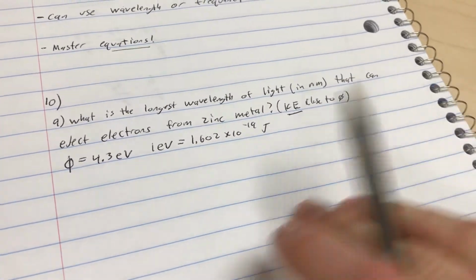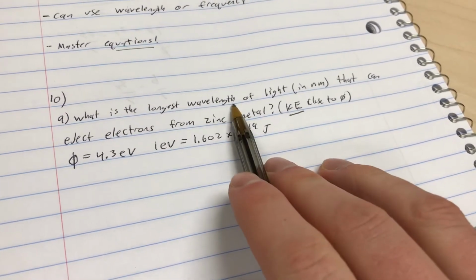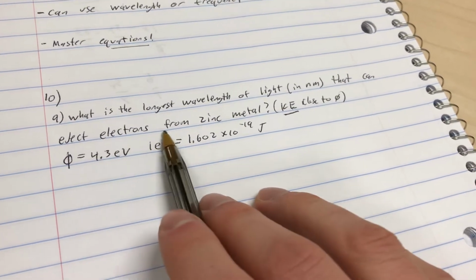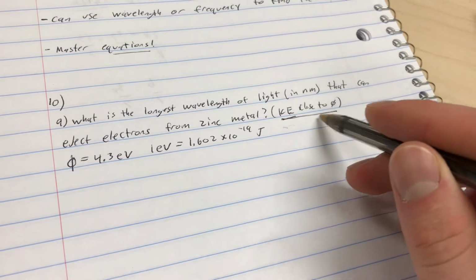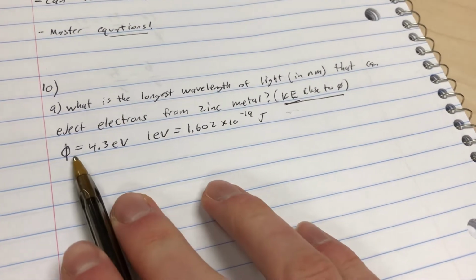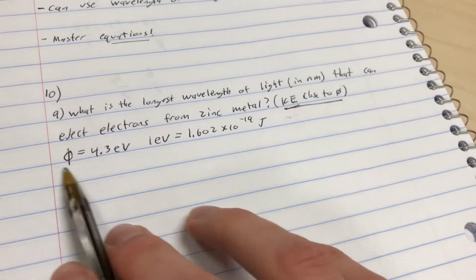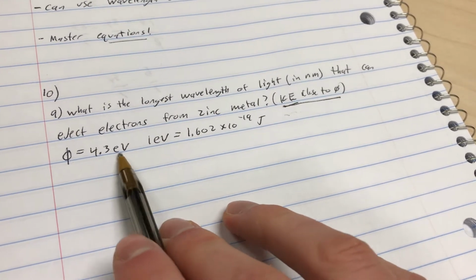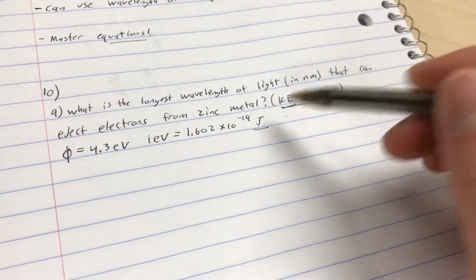Okay, so first, what they give us is: what is the longest wavelength, so that's what we're looking for, of light in nanometers that can eject electrons from zinc metal. It also notes that the kinetic energy is close to 0. Why it tells us that, I'll show you in a second. And then it gives us that this is the work function. I'm going to call this the eye of Sauron variable, is equal to this, but what's this? And then they tell you 1 electron volt equals that many joules. Oh, okay, joules I know in energy.